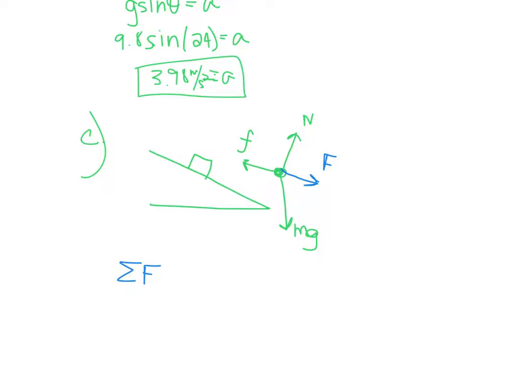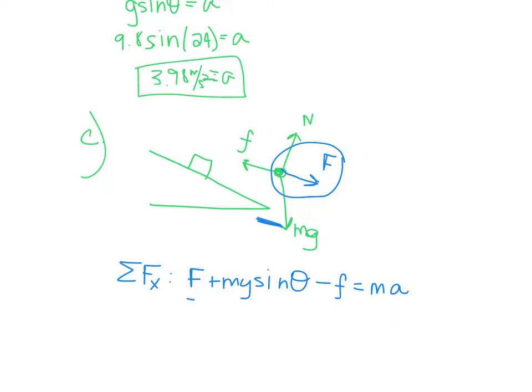So it was initially going down the ramp, but now that there's friction, in order to make it accelerate at the same rate, we have to now apply a downward force. So we now have force down the ramp, mg sine down the ramp, and friction up the ramp. And again, we want to try to make it accelerate at the same rate, so a is going to be the same as it was earlier, and so we want to solve for the new F.